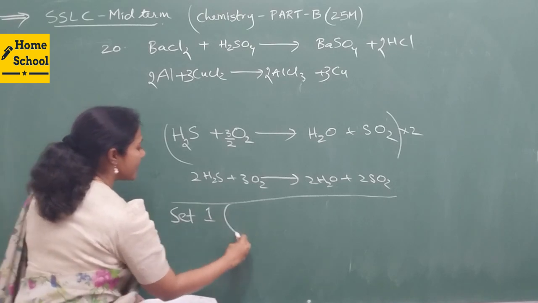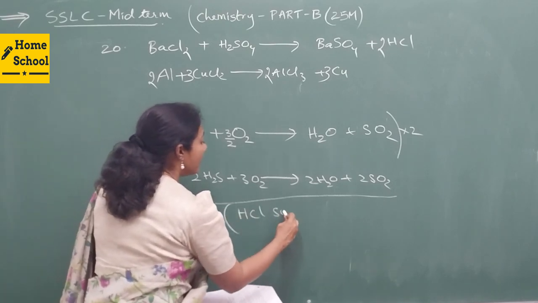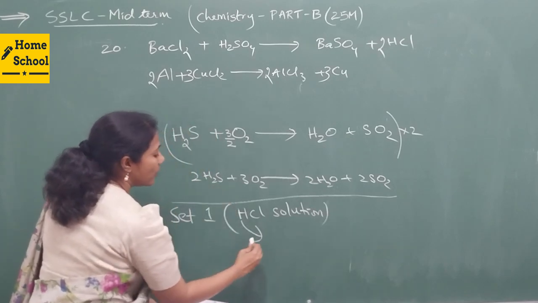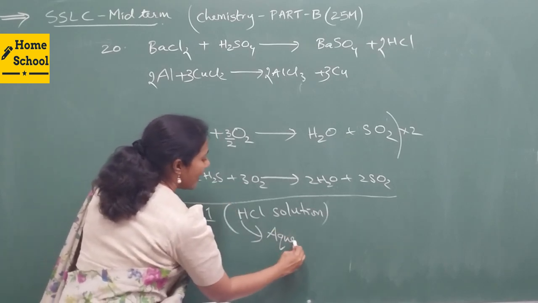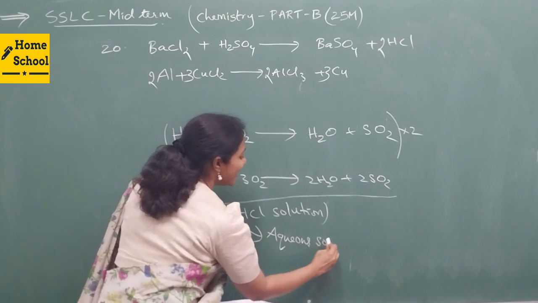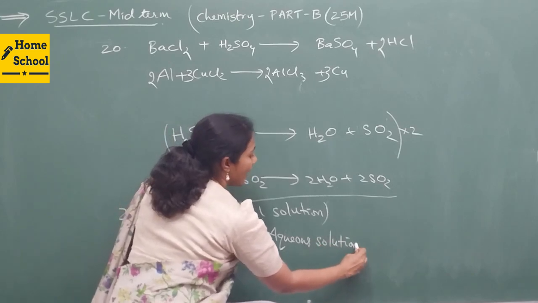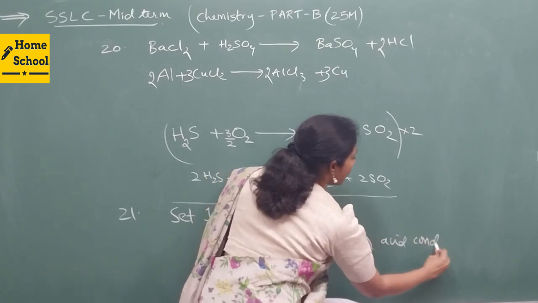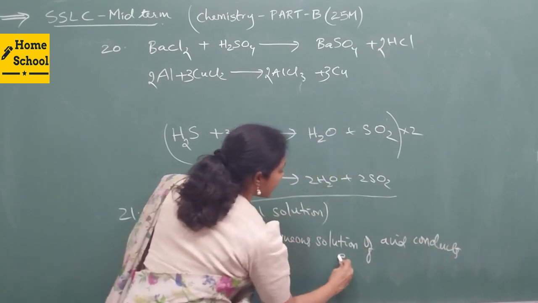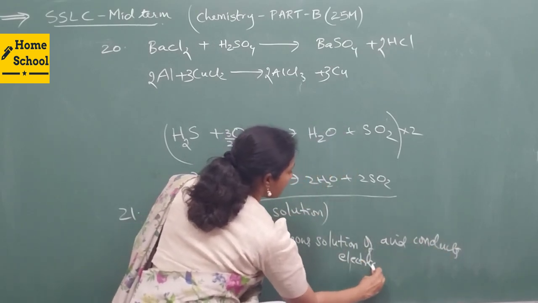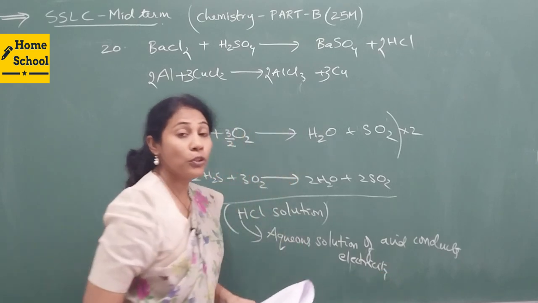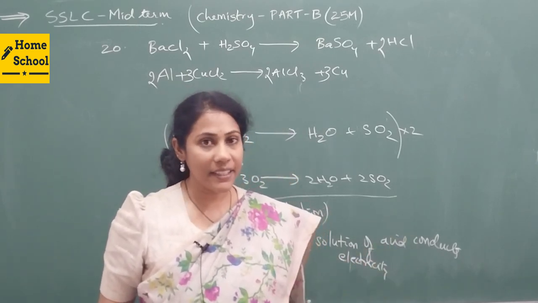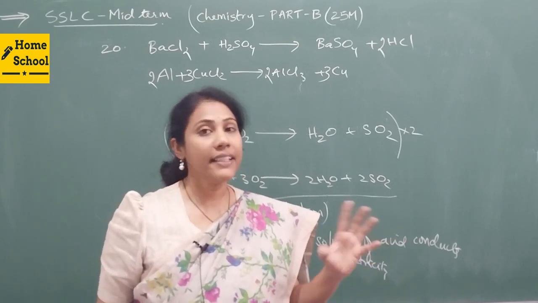Why? Because in set 1 you have HCl solution. We know that aqueous solution of acid conducts electricity. So what is the reason? Aqueous solution means what? Acid mixed with water. Aqueous solution of acid conducts what? Conducts electricity. So this is the reason here. Glucose solution does not give any H plus ions. It is not acid. That is why it does not conduct electricity.